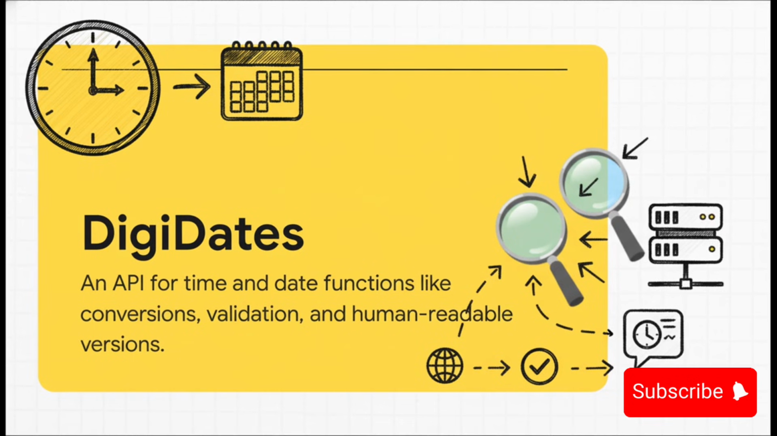Well, you can just offload that entire headache to Digidates. This API is built specifically to handle all of your time and date functions. I mean, think about the nightmare of calculating the time difference between New York and Tokyo, and then you have to account for daylight saving. Ugh, Digidates just handles it. It manages conversions, validates formats, and it can even give you human-readable versions like 2 hours ago. It turns a really complex problem into one simple API call.